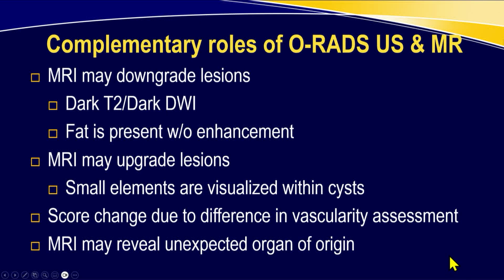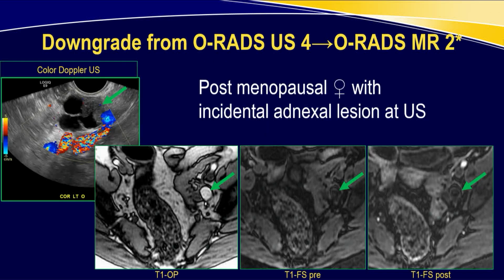Similarly, MRI may upgrade lesions. Small elements may not be visualized within a cyst. You may have a really large cyst where you don't see the papillary projection well in an ultrasound, whereas an MRI would find it. Also, you can have a score change just due to differences in vascularity assessment, especially if you do time intensity curves. And like I said earlier in the talk, MRI may reveal an unexpected origin for a mass. Not everything in the adnexa is ovarian in origin.